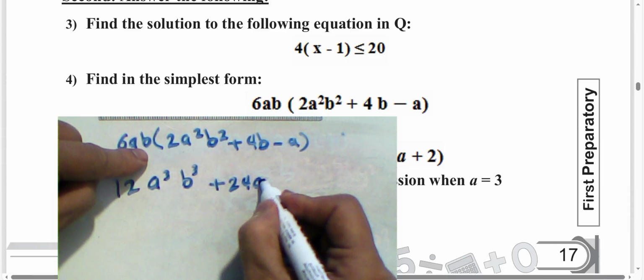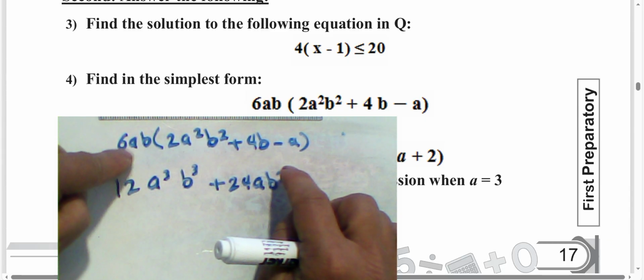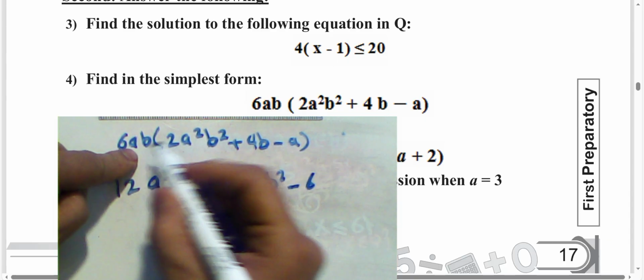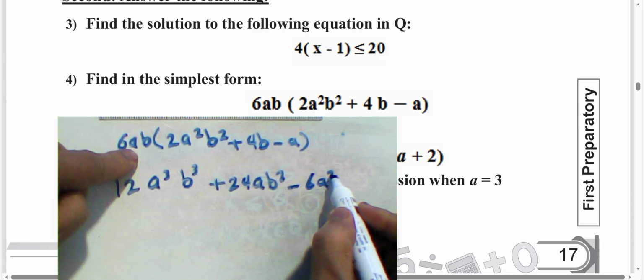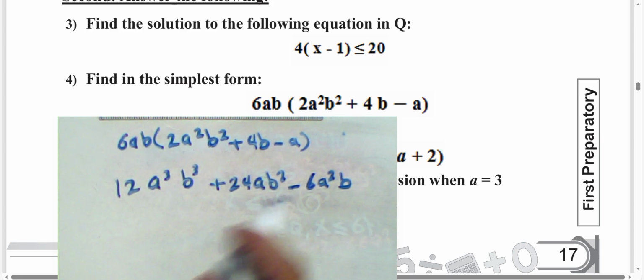ab times b will be ab power 2. b times b power 2, subtract 6ab times a. 6 times 1 equals 6. And a times a power 2, and write b behind it. Okay, the last solution about this question.